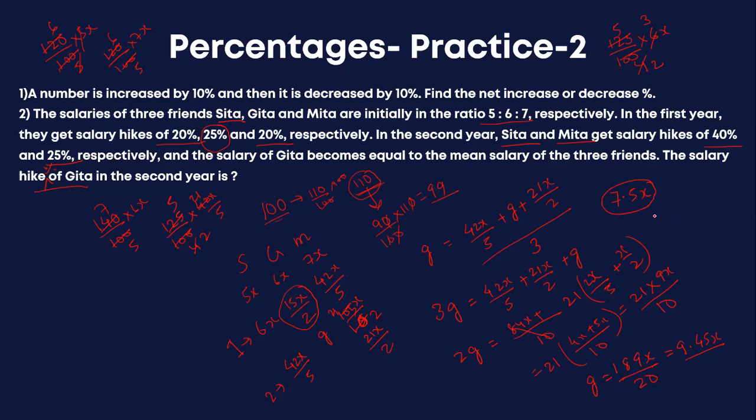So what is the hike she got? The hike she got is 9.45x minus 7.5x, right? This is the hike she got. And percentage, if I have to calculate, what was her initial salary after first year, 7.5x, right? This was her initial salary. And I will multiply it with 100 to convert it into percentage. X will get cancelled. If you do this calculation, 9.45 minus 7.5 by 7.5, you will get 0.26 into 100. That will come out to 26%.